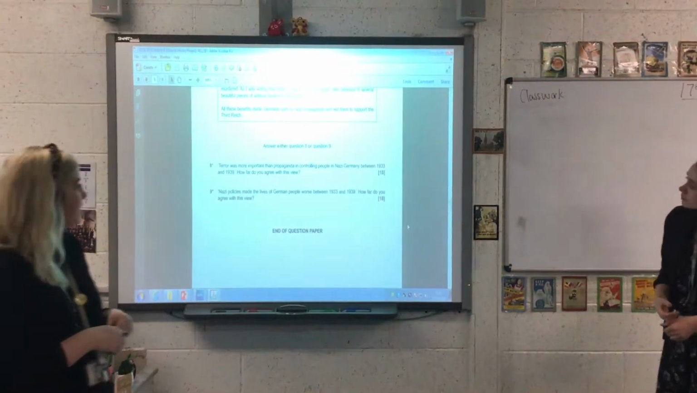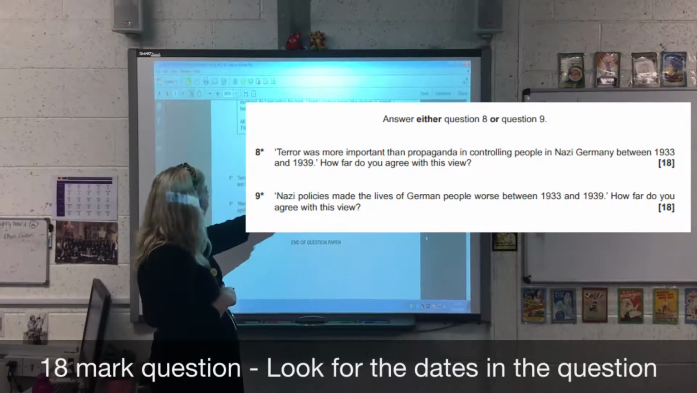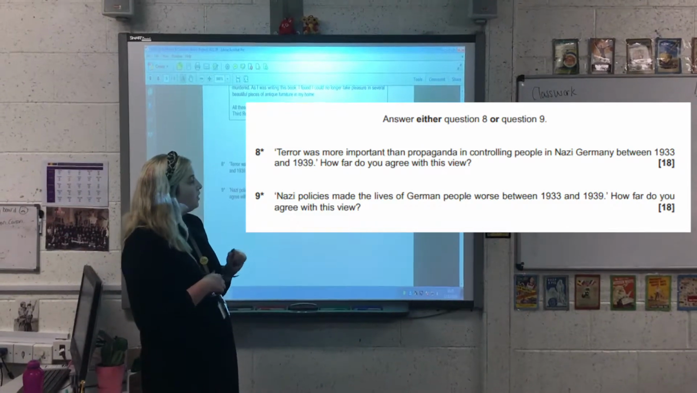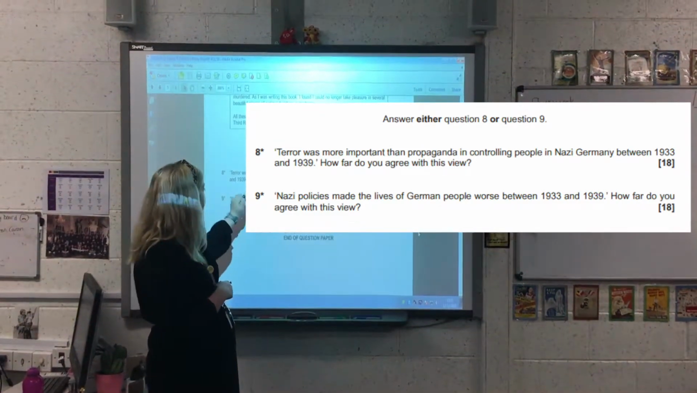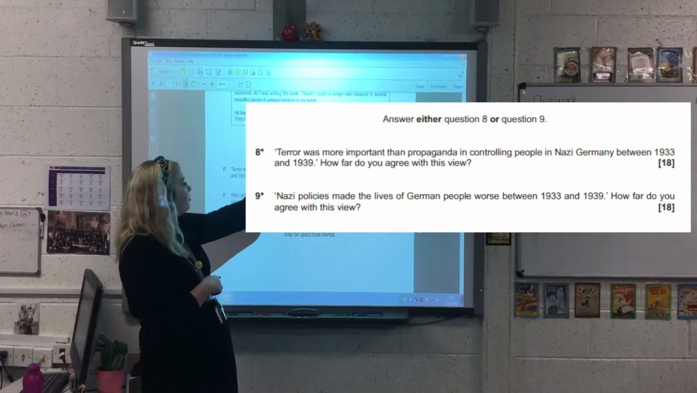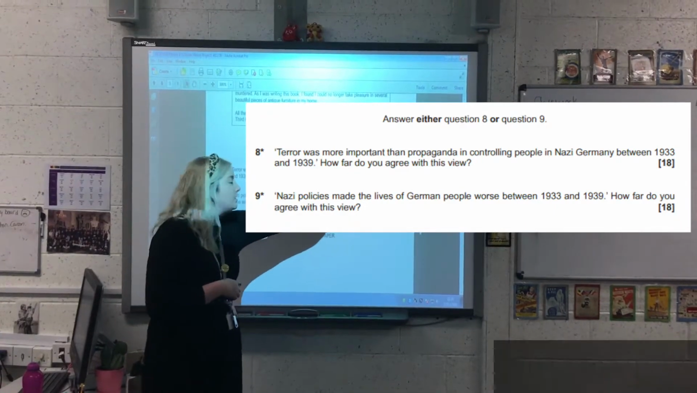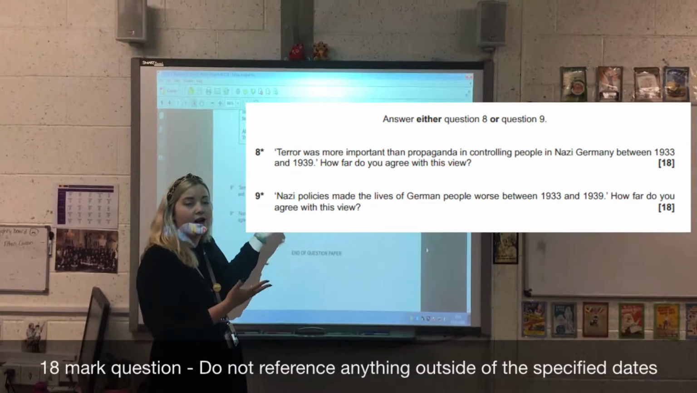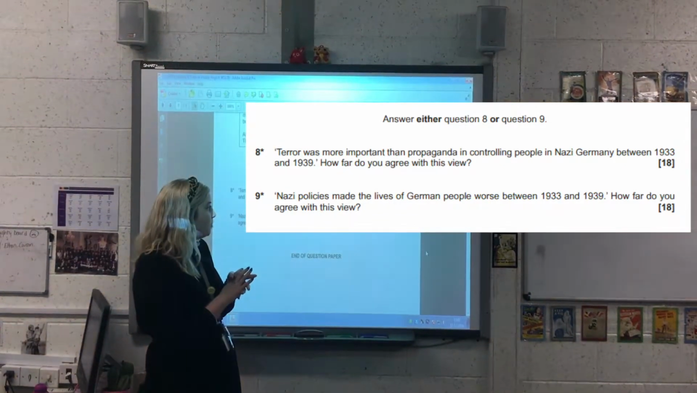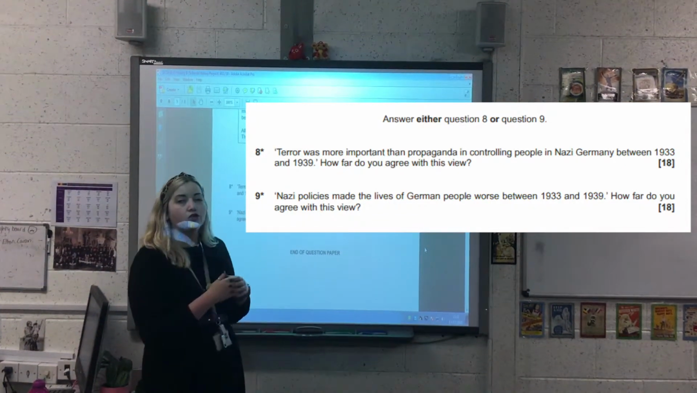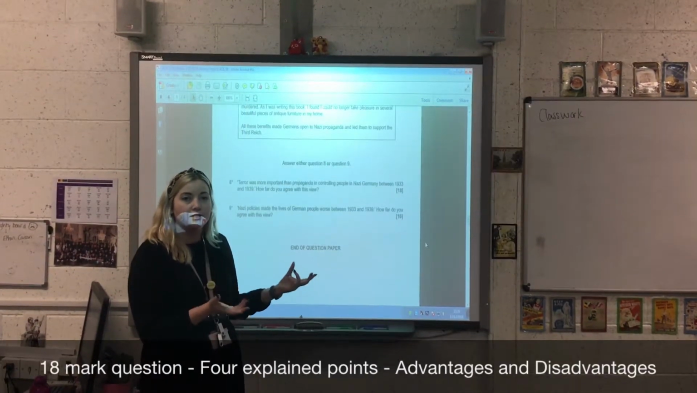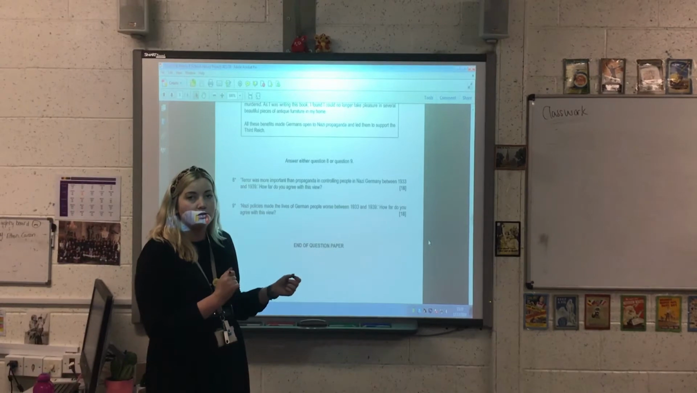Top tip for these 18 markers is to look out for the dates. The dates will be what catch you out in that exam. So making sure that you highlight those first of all. So terror was more important than propaganda between 1933 and 39. So you cannot reference anything that happens during wartime for that question. Again, following this structure, you can have 4 explained points. So that could be 2 either side, or 3 to 1, or 1 to 3.